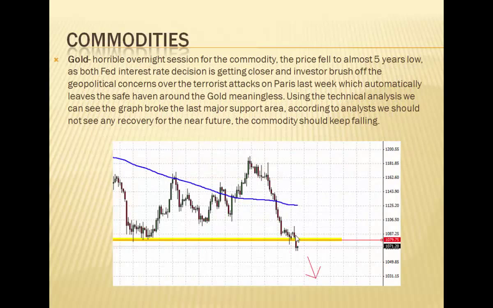Commodities, gold. A horrible overnight session for the commodity. The price fell to almost a 5 year low, as the Fed interest rate decision is getting closer and investors brush off the geopolitical concern over the terrorist attack on Paris last week, which automatically leaves the safe haven around gold meaningless. Using the technical analysis approach, we can see the graph broke the last major support area. According to the analysts, we should not see any recovery in the near future. Therefore, the commodity should keep falling.